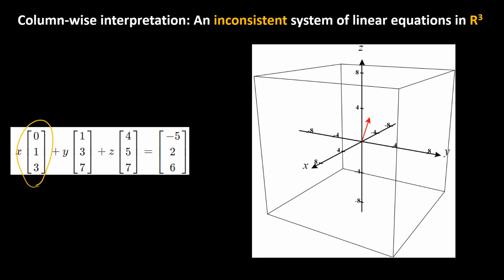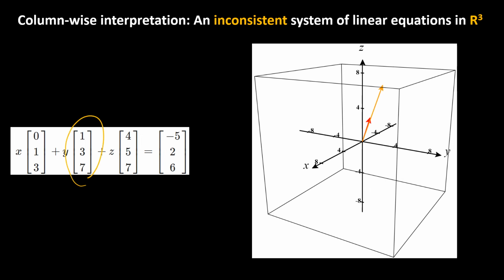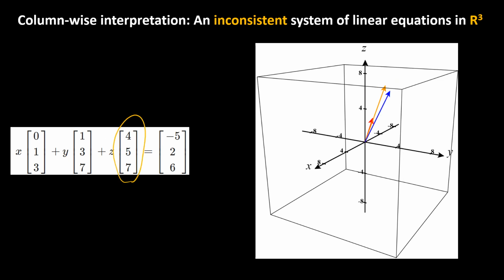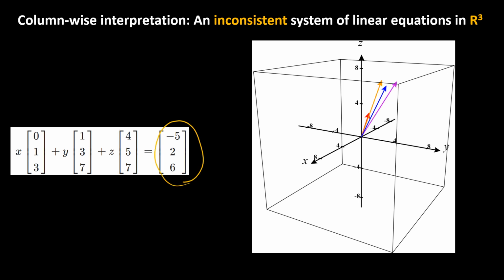Our first coefficient vector is this red vector. The second vector we're dealing with is the one that is in orange here. The third and the last coefficient vector is this vector, which is in blue over here. And finally, the constant vector -5, 2, 6 is this purple vector that is on this coordinate system.